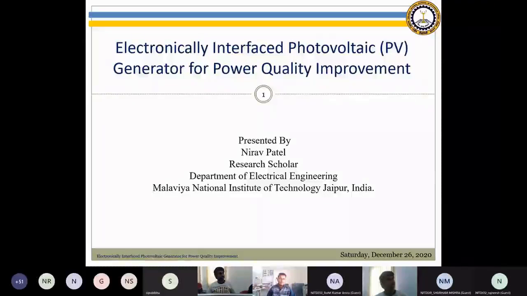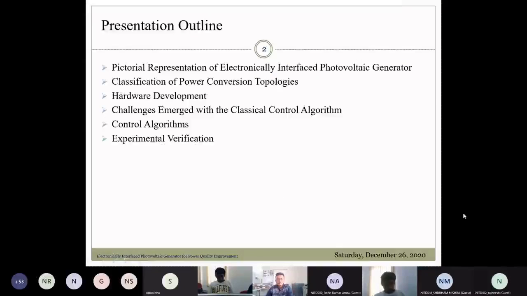Today I'll be talking about electronically interfaced photovoltaic generator for power quality improvement. These are the list of contents which I am going to cover during the brief course of this presentation. Before I proceed further, let me spend a few minutes pontificating on the need of renewable energy sources.